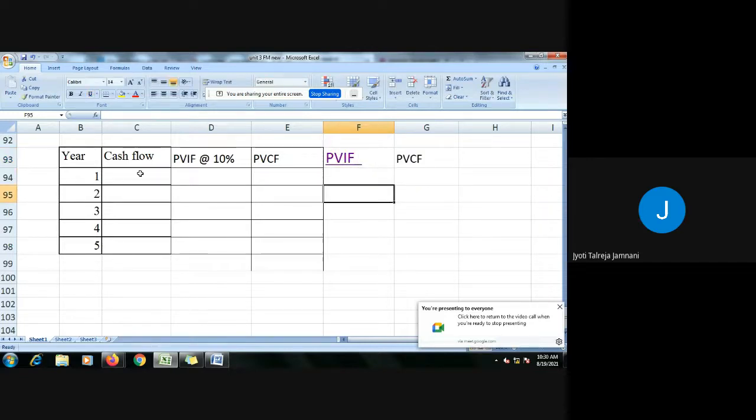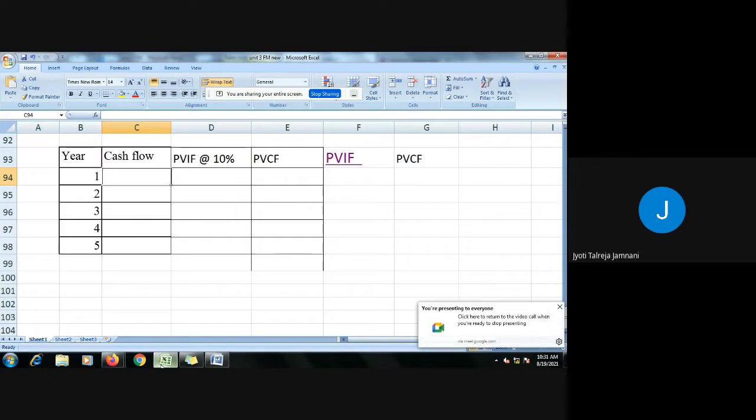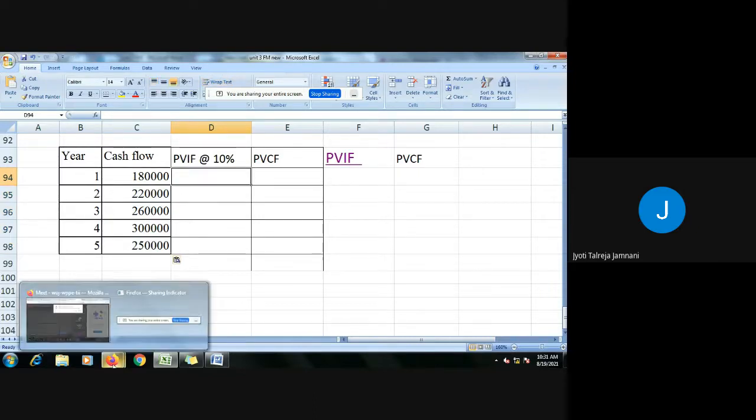Okay, let's take the cash flows. These are the cash flows which are given. Present value interest factor at 10%. We'll see the table value. I have downloaded one table for you.